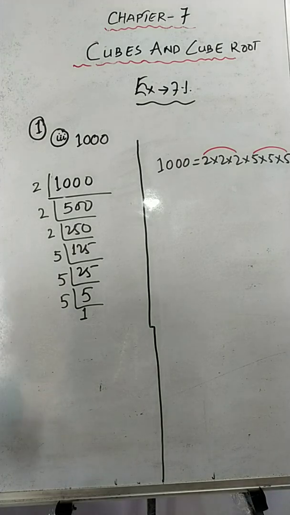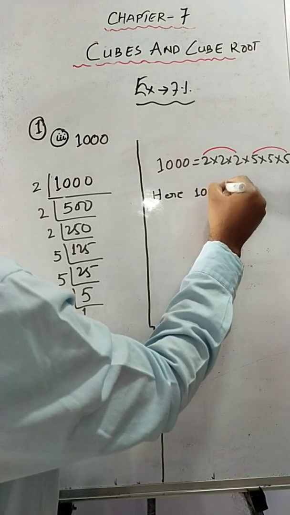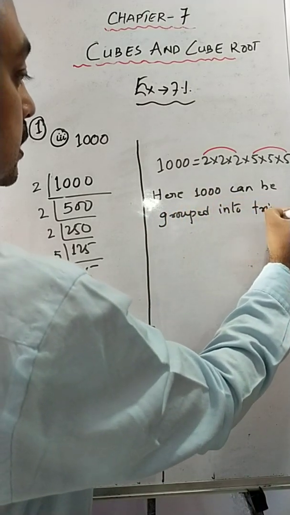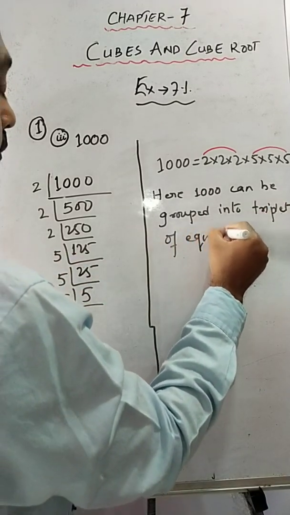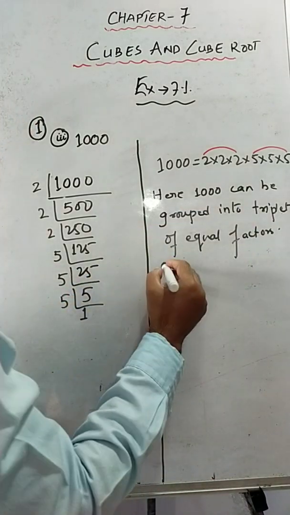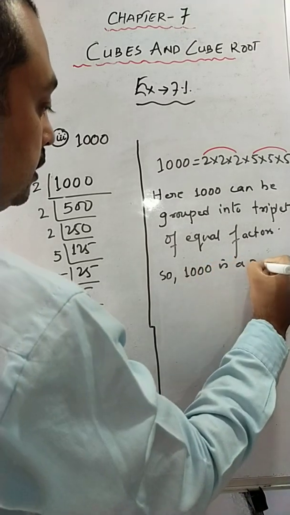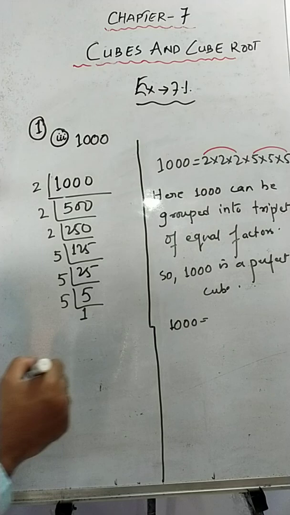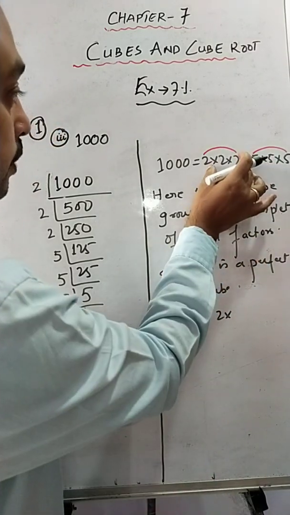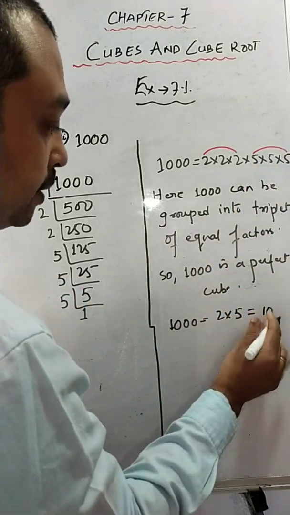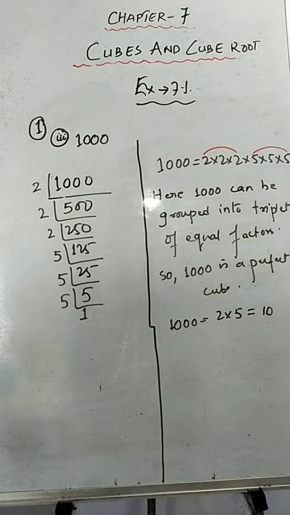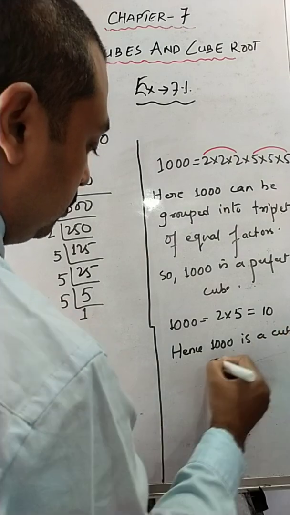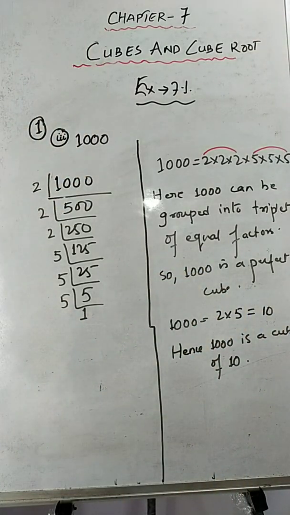So we'll write that 1000 can be grouped into triplets of equal factors. So 1000 is a perfect cube. Now if you want to find which number's cube is 1000, for each triplet we'll write one digit. For this triplet we'll write 2, and for this triplet we'll write 5. 2 5s are 10. That means 10 into 10 into 10 gives you 1000. Hence 1000 is a cube of 10.